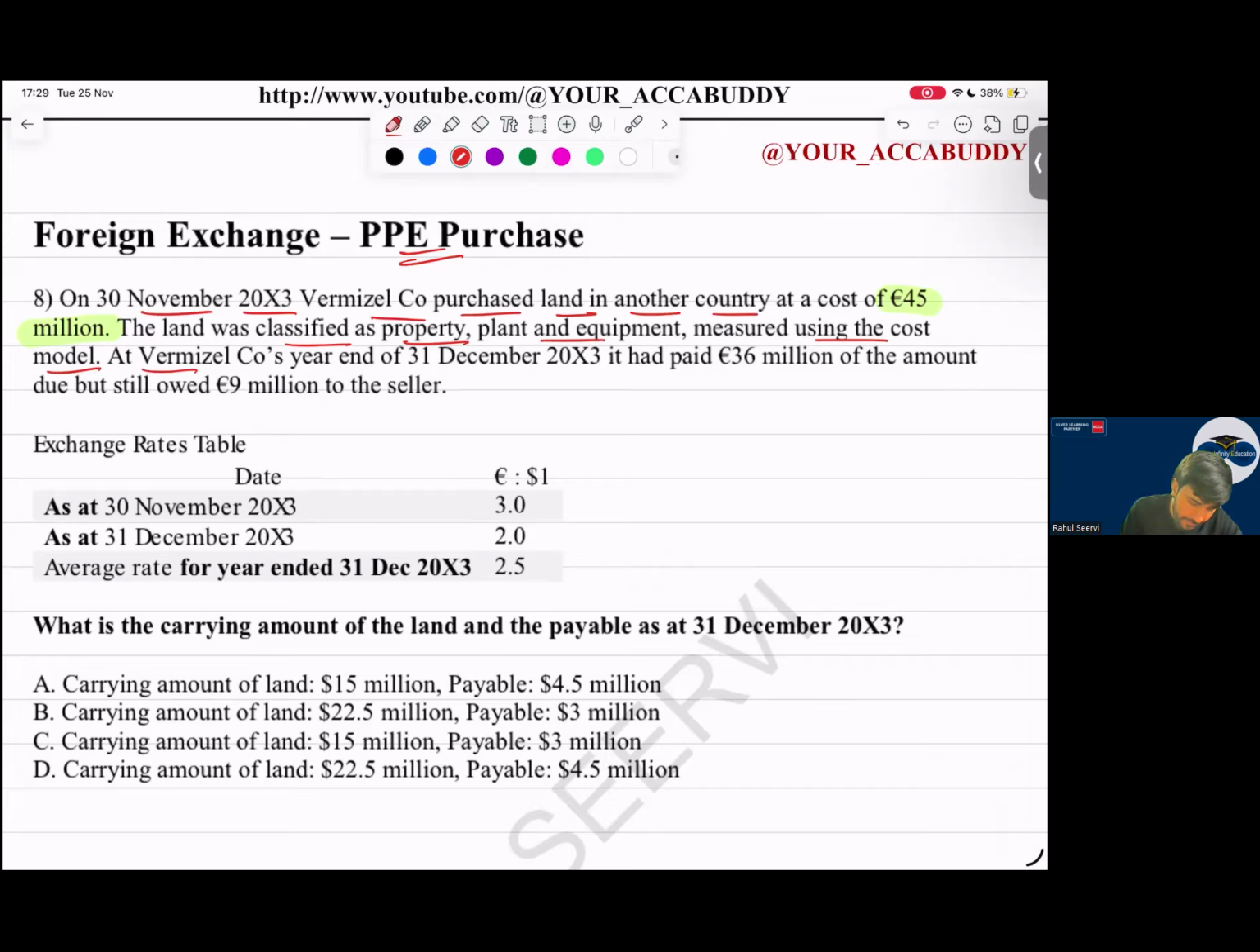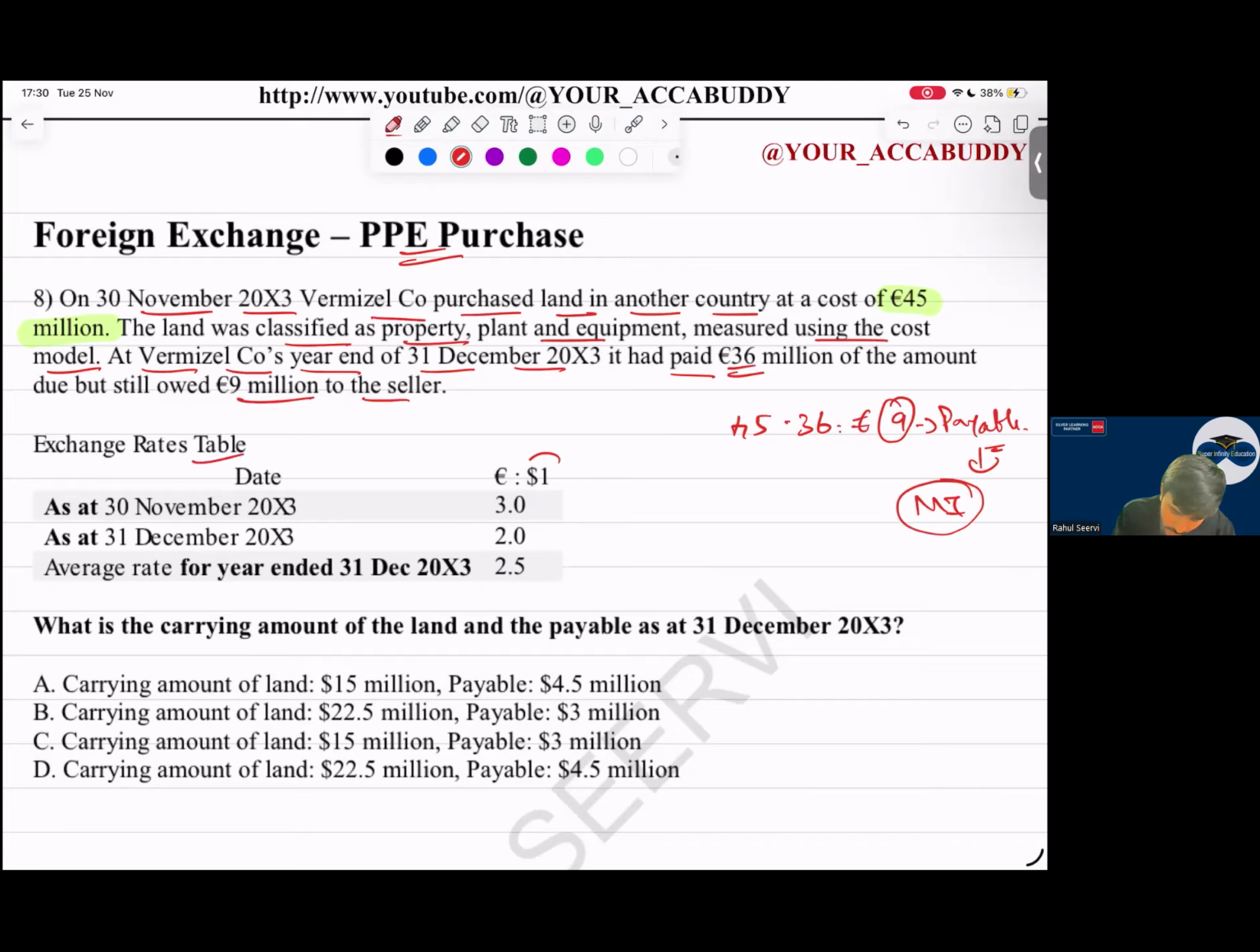Then at V company's year end of 31st December, after 1 month, it has paid 36 million euros. Out of 45, it has paid 36. The remaining is 9, so these 9 million euros will become payable. On one side there is a payable, on the other side an asset. This payable is a monetary item, so we have to restate and retranslate the value. Still 9 million has to be settled with the seller.